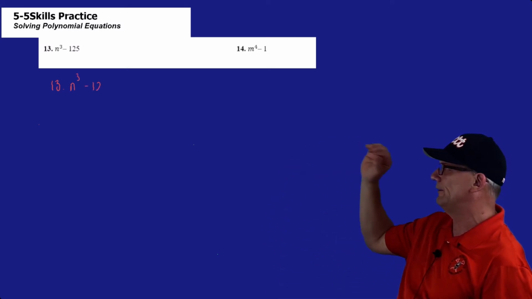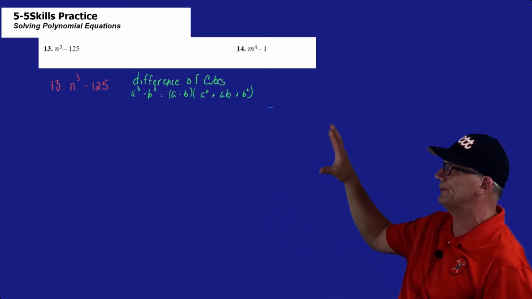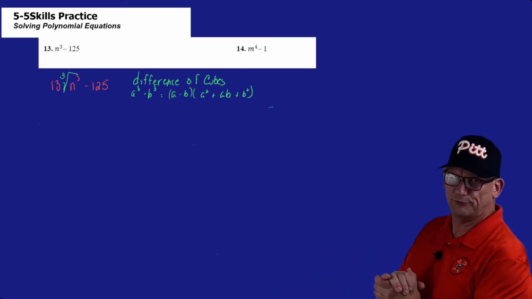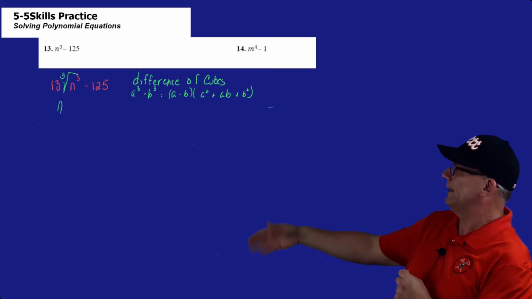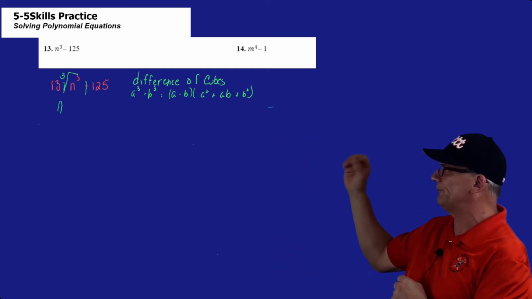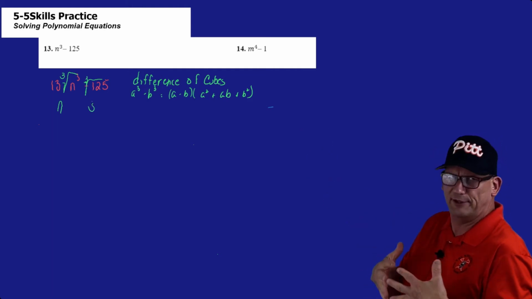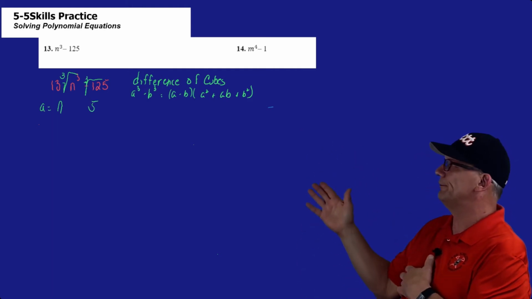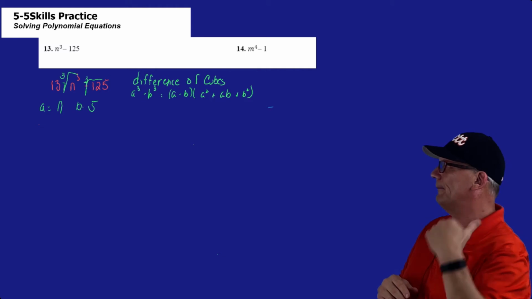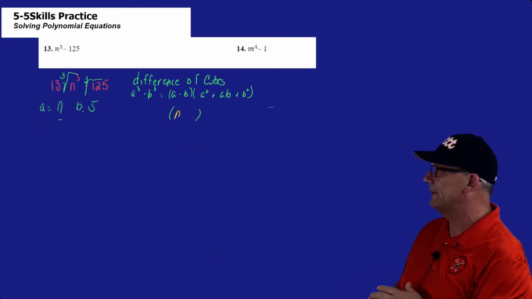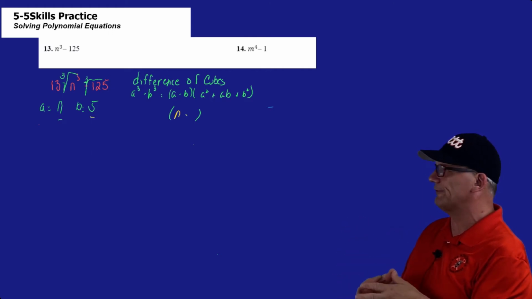Now we're talking, you see they're not squares anymore. Those are cubes up there. And we have what we call the difference of cubes. And it's a formula. You see it up there. A cubed minus B cubed, which we have, n to the third power and negative 125 is a cube, is going to be equal to A minus B, right? So A would be n and B would be 5. So n minus 5, right?